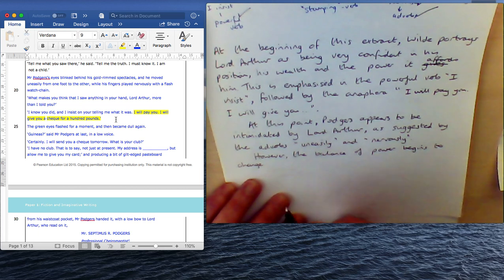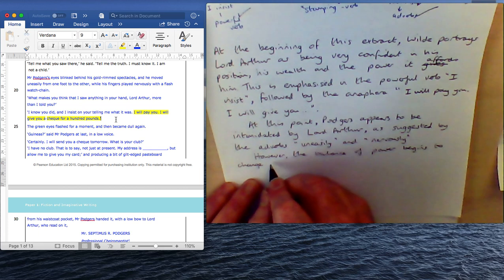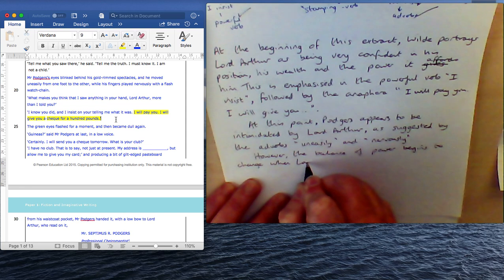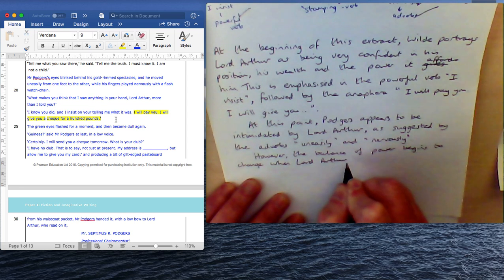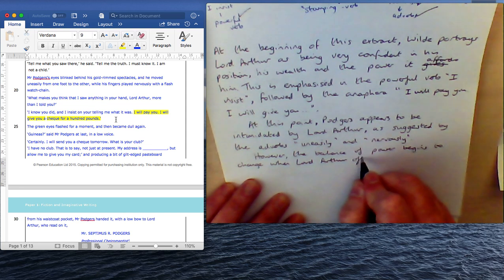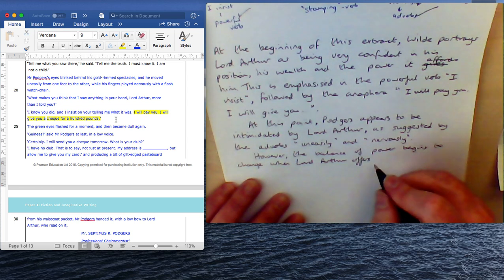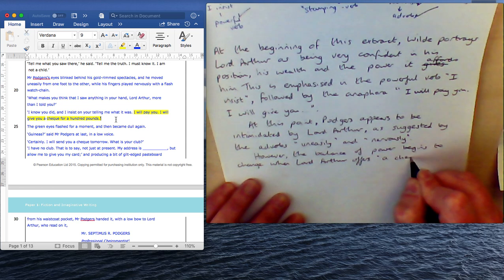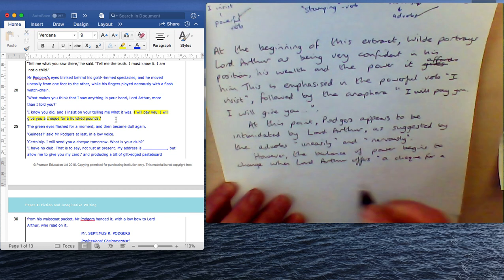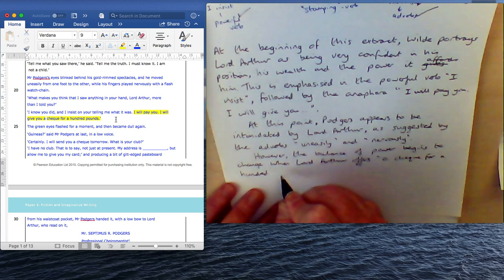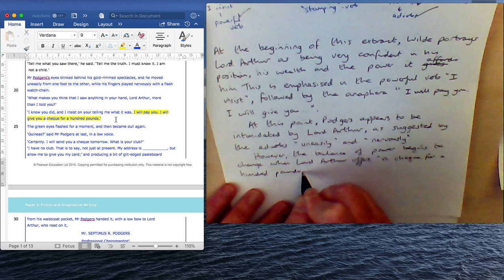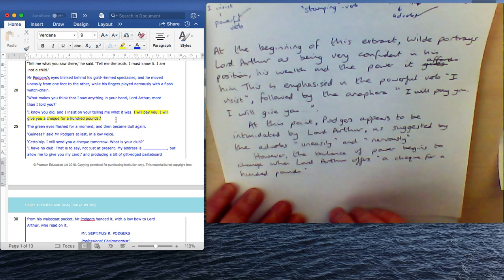So, however, the balance of power begins to change when Lord Arthur offers, and then embedded quotation, a cheque for £100. Now, rather than go on and talk about how Lord Podgers changes here, I'm going to talk about the effect that offer had on Podgers.